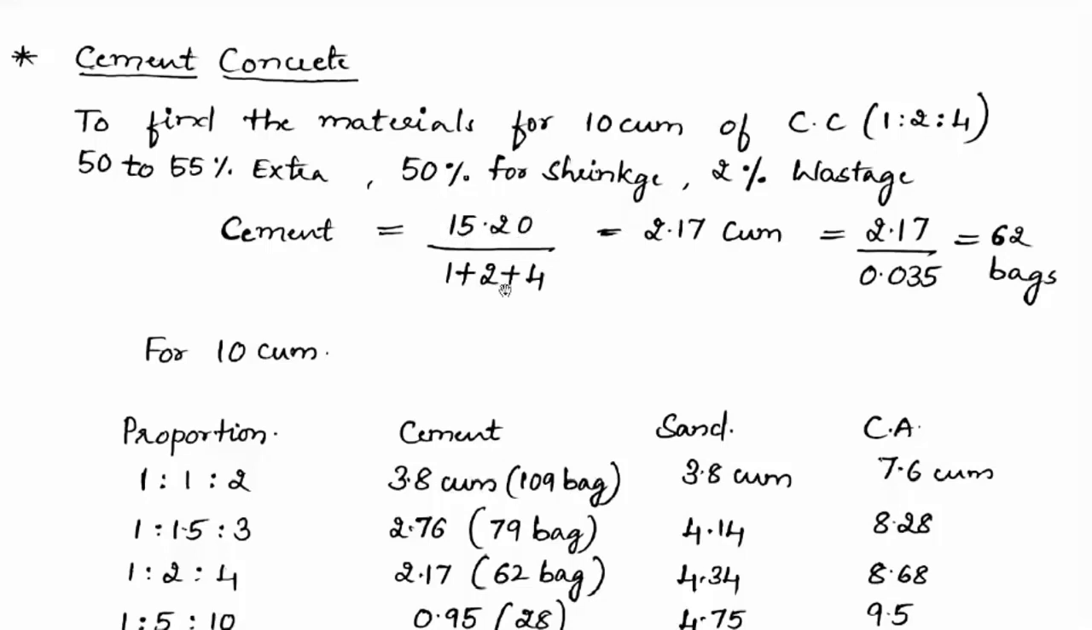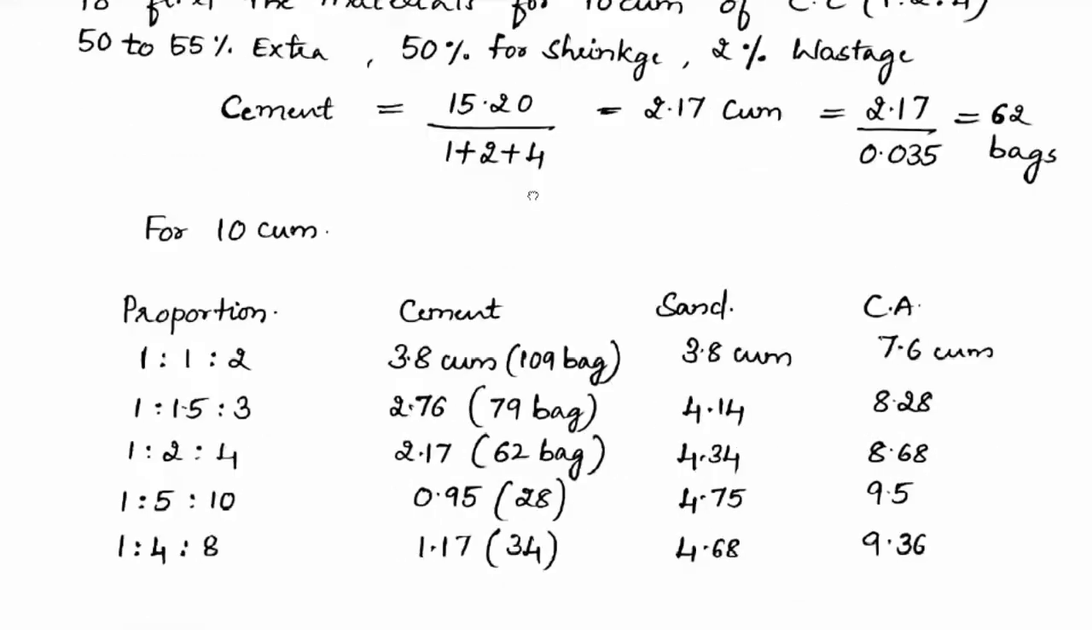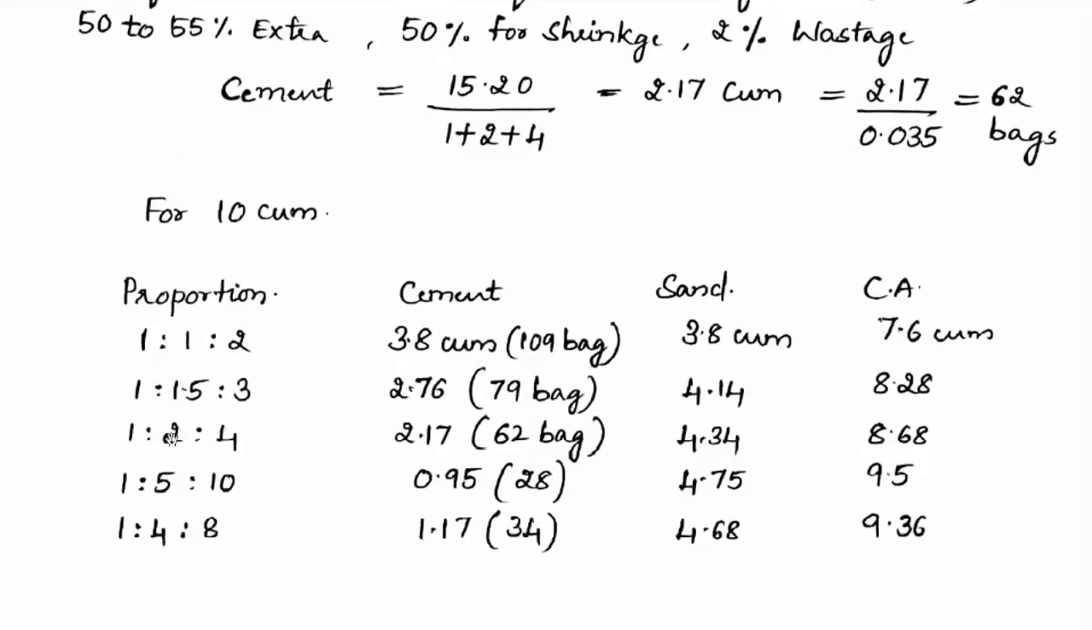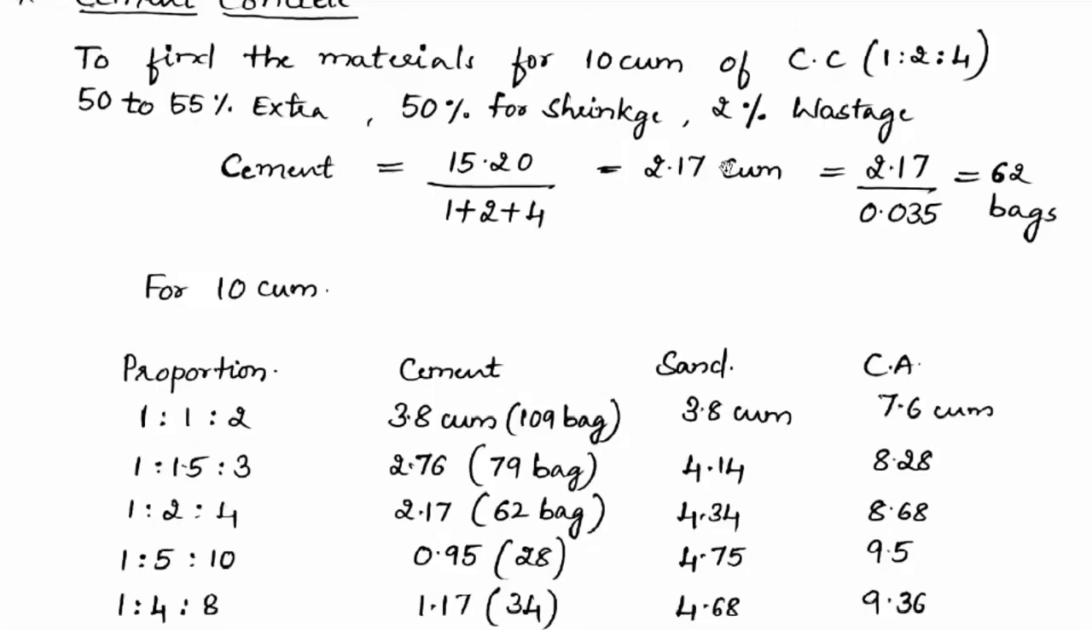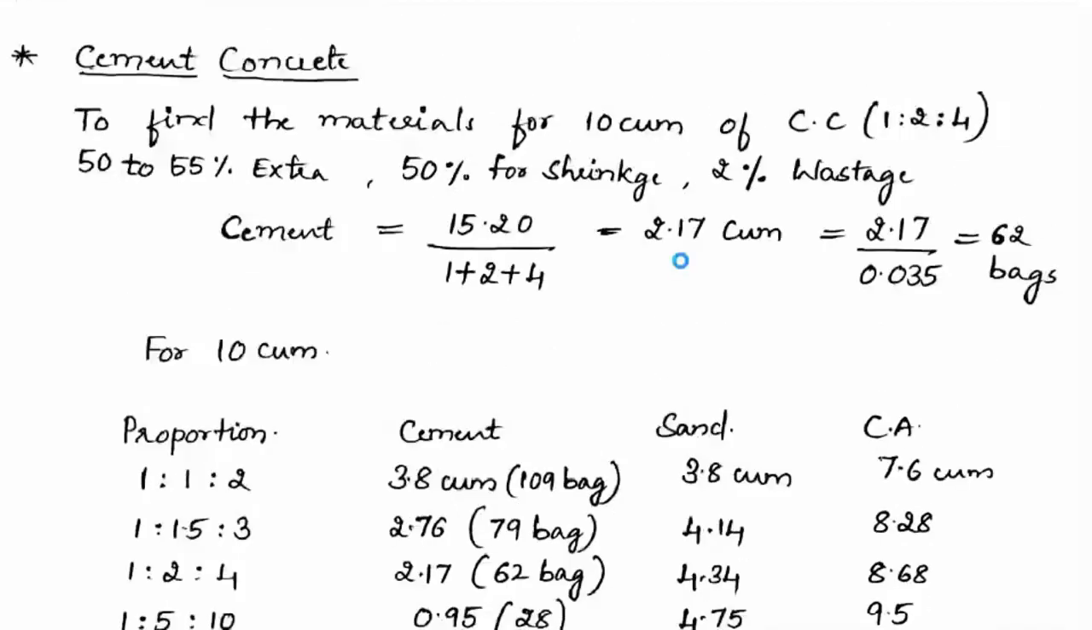This is divided by the proportion. Any proportion it might be, 1:4:8 or 1:2:4, 1:5:10 or 1:5:3. That proportion has to be divided. 4 plus 2 is 6, plus 1 is 7. 15.2 divided by 7 will be equal to 2.17 cubic meters. That means 2.17 cubic meters of cement is required.